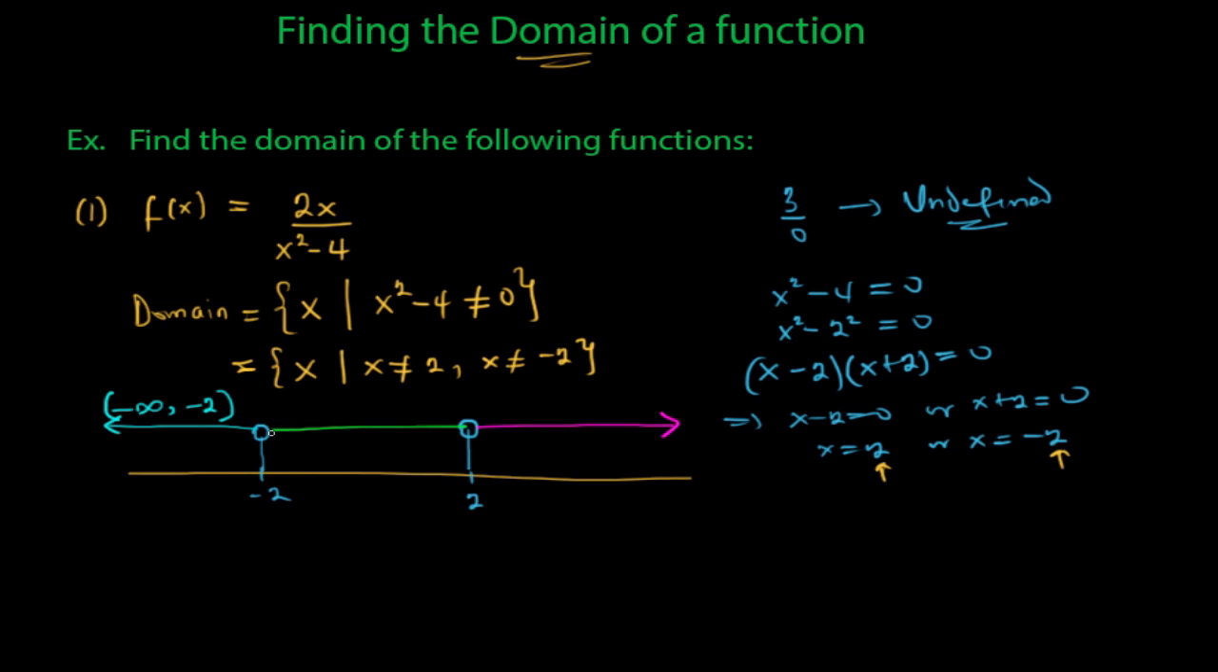And then it also goes from negative 2 to 2. So you write negative 2 to, it stops at 2. Now 2 is not included, so I use this bracket here. And then finally, we also move from 2, then it goes to infinity.